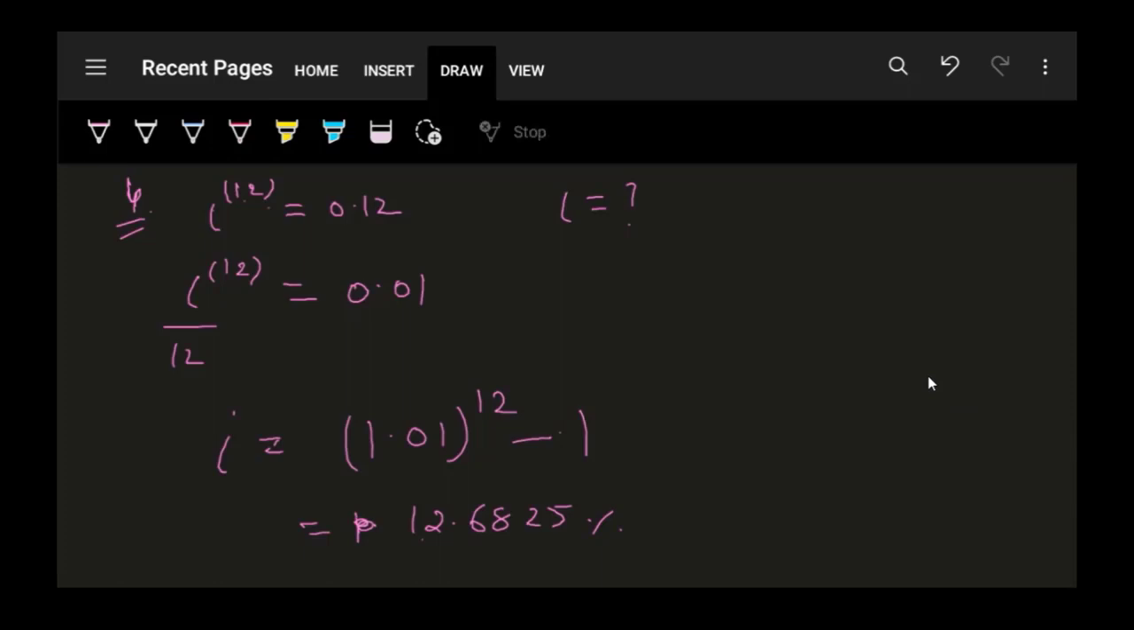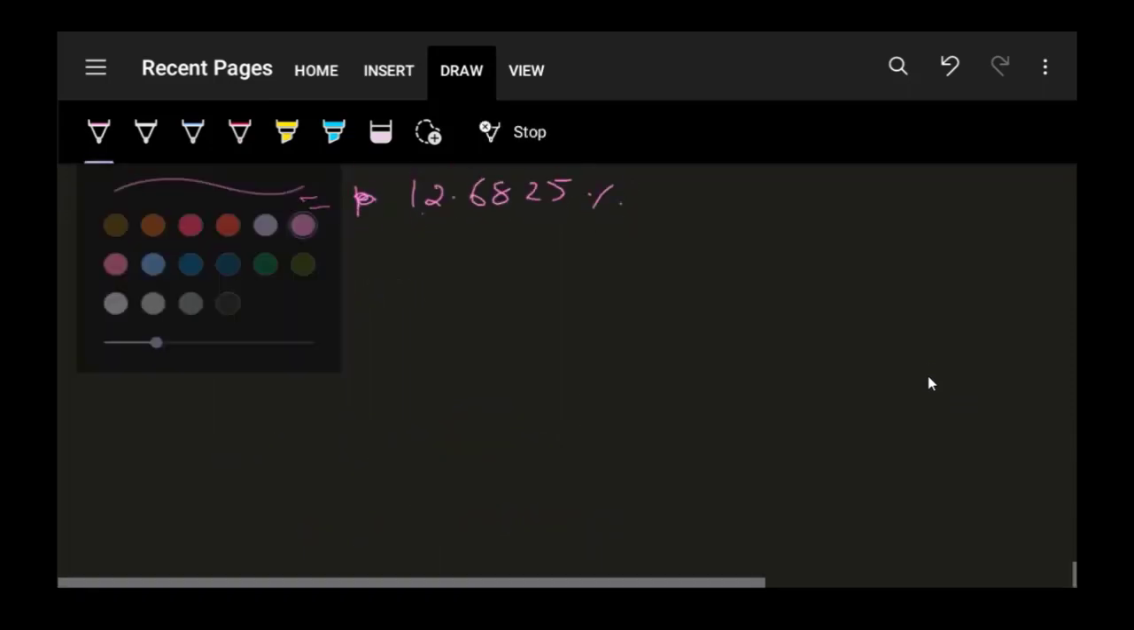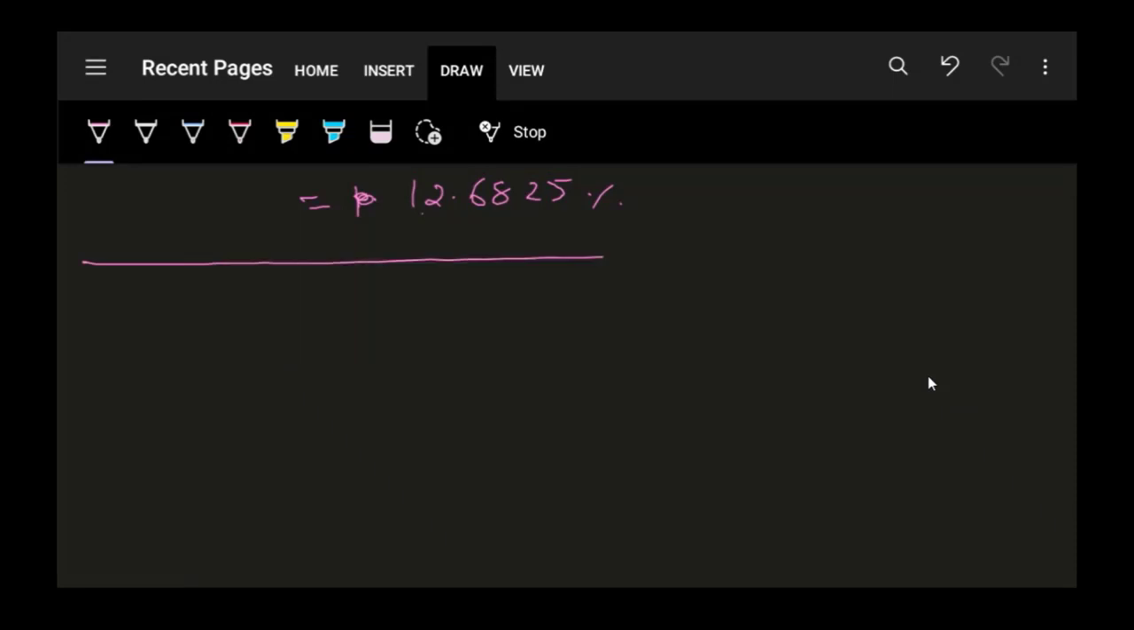We'll do another question. In this question, we are given a nominal interest rate of 12% convertible every 4 months, 4 monthly. Since payments are made every 4 months, there will be a total of 3 payments in a year. So my interest rate is 12% per annum convertible 4 monthly, and we are told to find the annual effective interest rate.